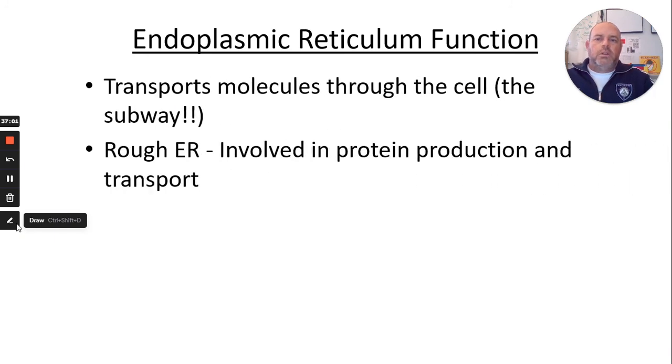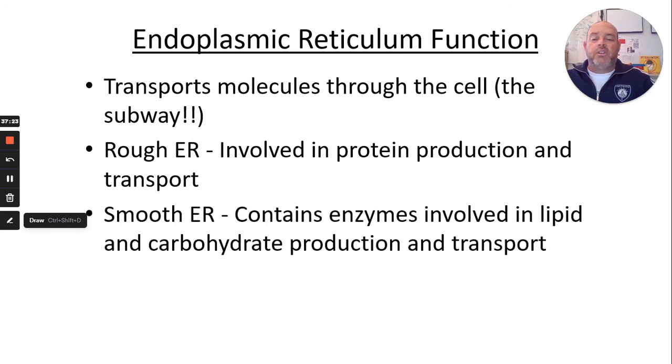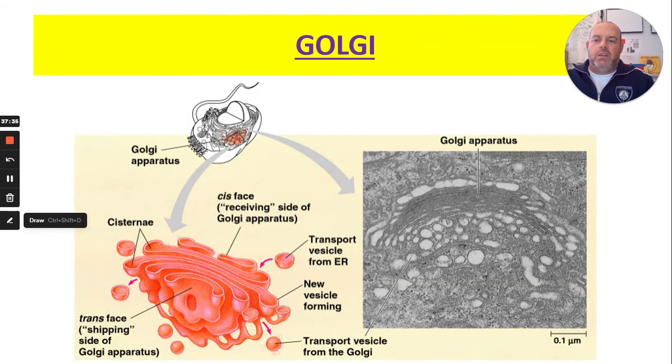Another job is to transport molecules through the cell. It kind of works like a subway. You can envision that given how all the tubes and caverns are connected. Things can go through those lumens, those tubes, really well. You can move things around the cell. The rough ER is obviously involved in protein production because it has the ribosomes on it. The smooth ER is actually where the lipids are made, lipid and carbohydrate production. So if we need more phospholipids at the cellular membrane, they're going to be built by the smooth ER and shipped out there.